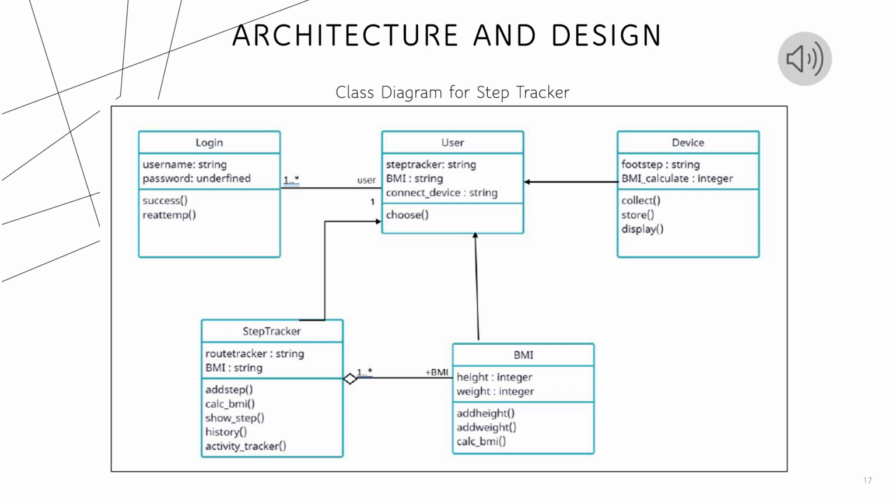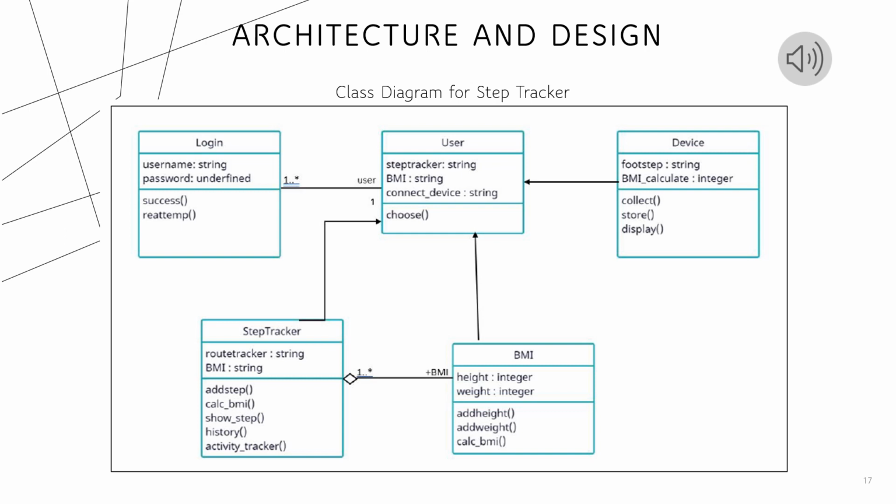The class diagram for step tracker. The first class is login. The data type for username is string, and the password is undefined. The functions are success and retry attempt. The next class is user. The data type of step tracker is string, the BMI is string, and the connect device is also string. The function is choose.